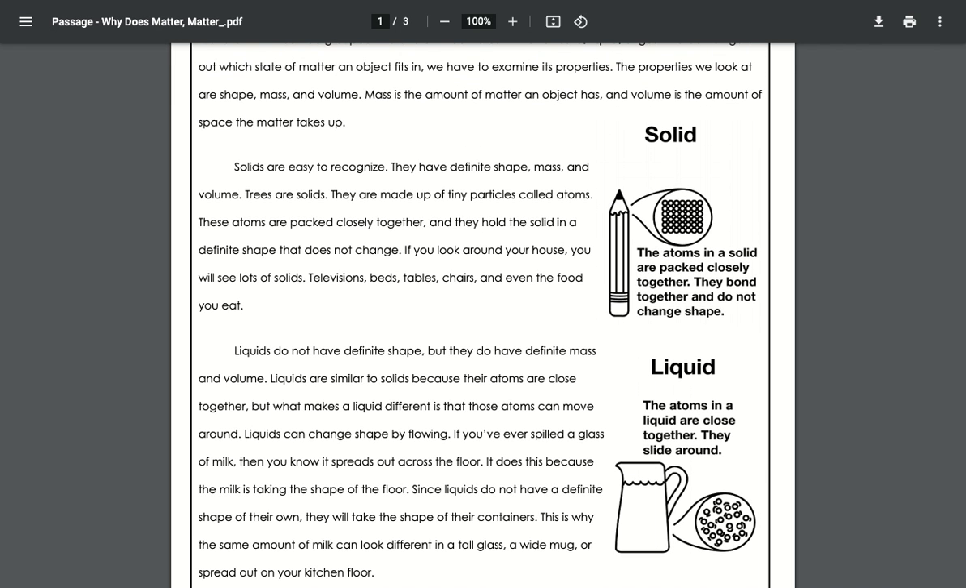Picture captions. Solid. The atoms in a solid are packed closely together. They bond together. They do not change shape. Liquid. The atoms in a liquid are close together. They slide around.